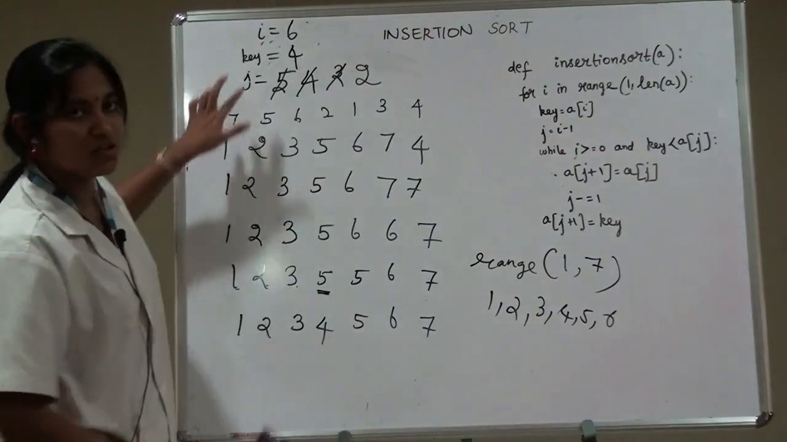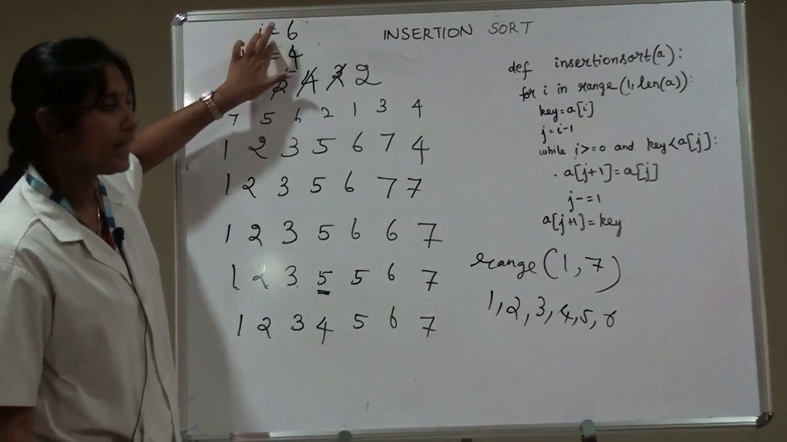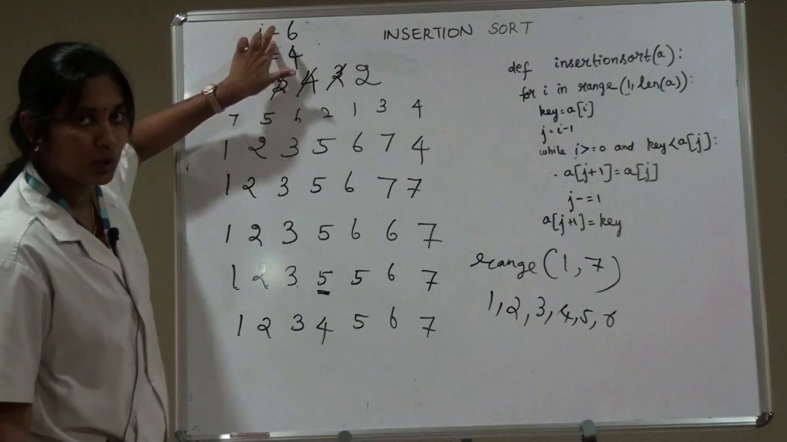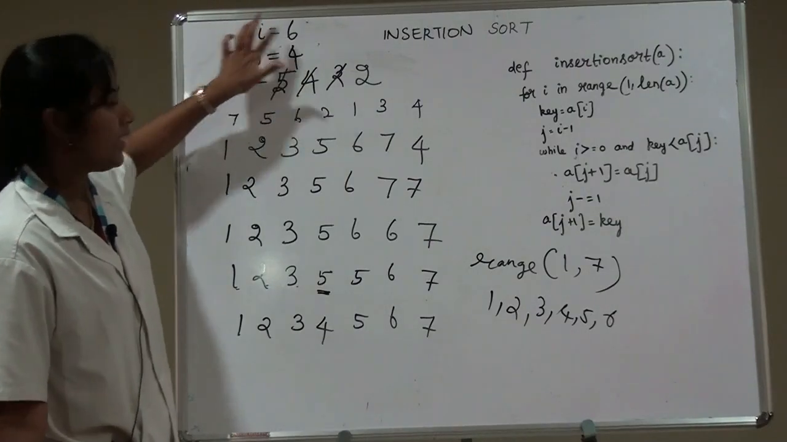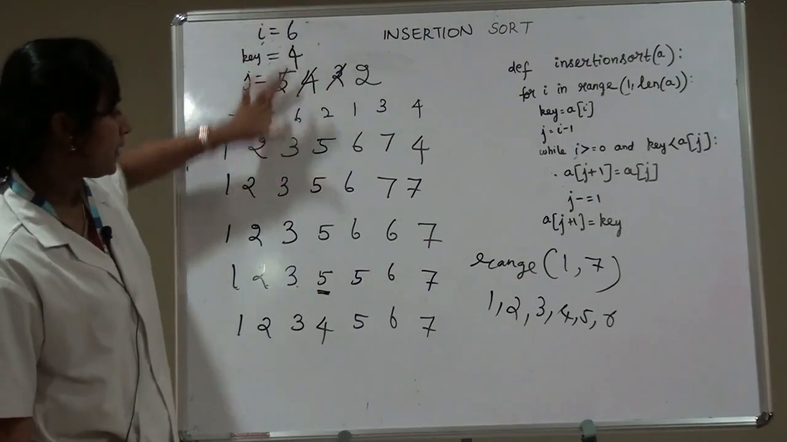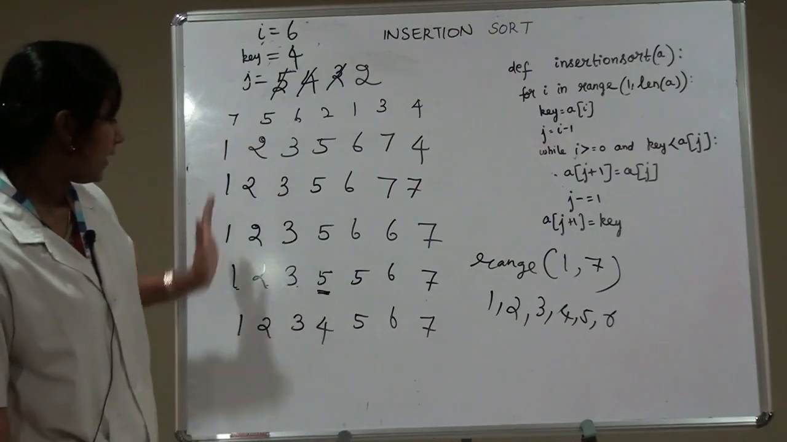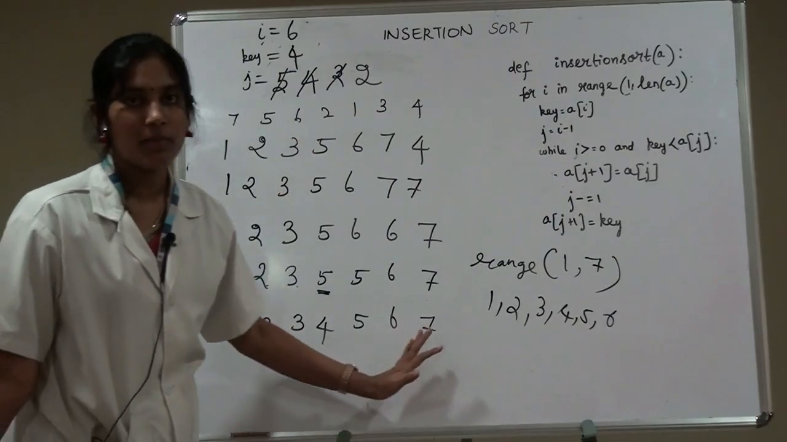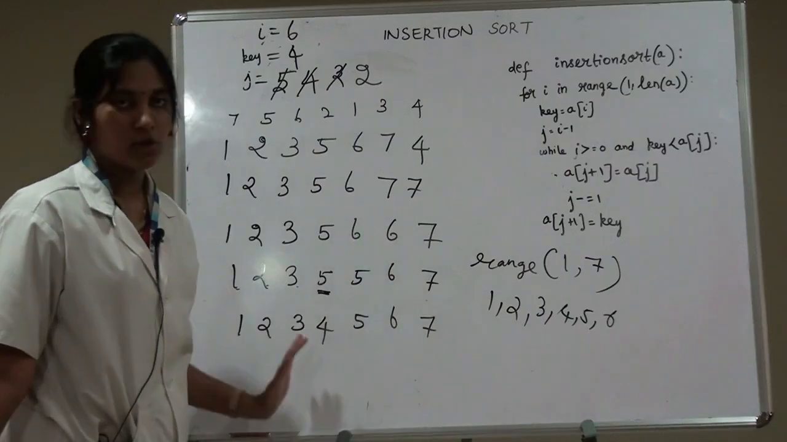In the first iteration I will take the value 1. In the second iteration I will take the value 2. In the third 3. Similarly it will go up to 6. So we have completed all the 6 iterations. So at the end we can see that there are 7 elements which are sorted.